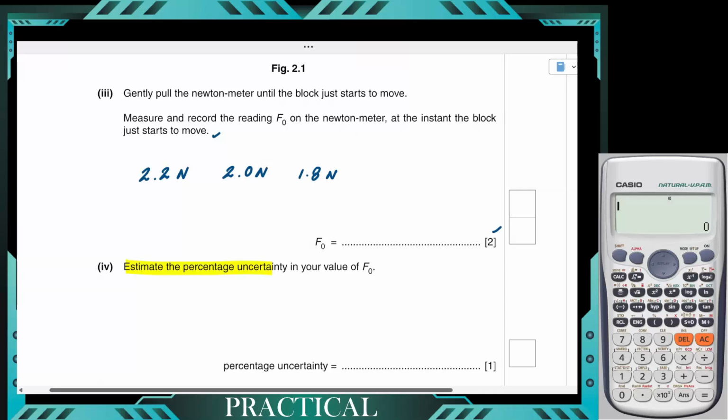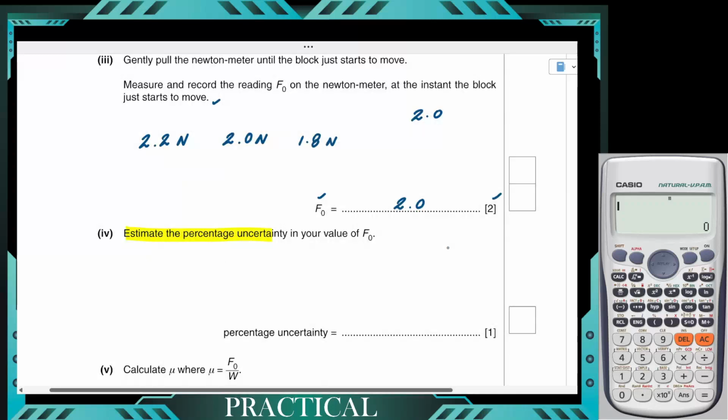What do you do afterwards? Once you have taken 3 readings, then you take the average value, and that would be your actual value for F0. So the average of these 3 would be 2.0. So you write 2.0 over here. So this is how you answer the first part. And this is the only way that you're going to get 2 marks. If you take a single reading and you write it down as it is, you're going to get only 1 mark. So just to be on the safe side, take at least 2 readings.